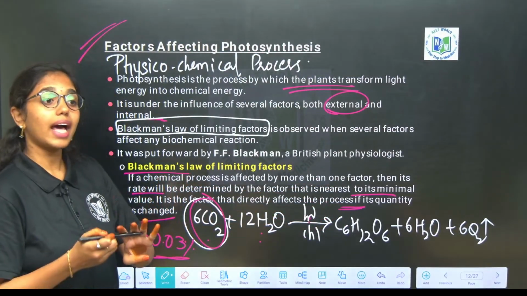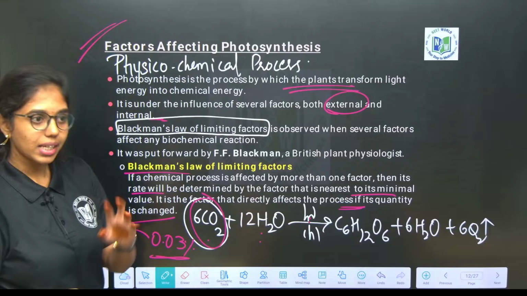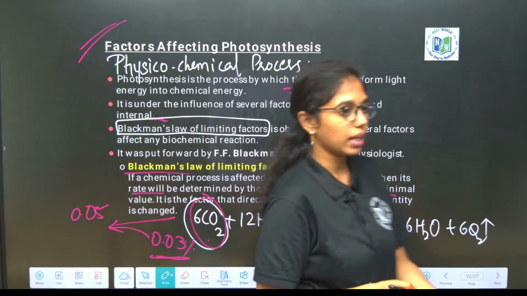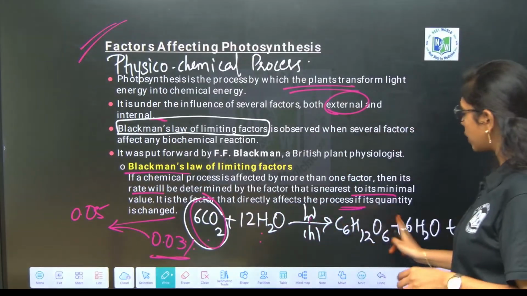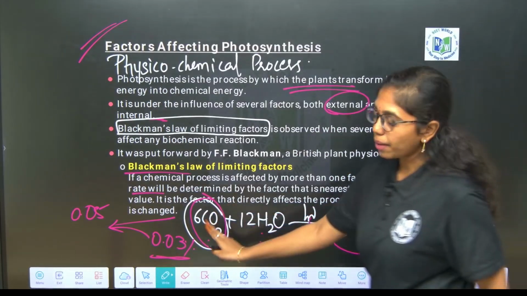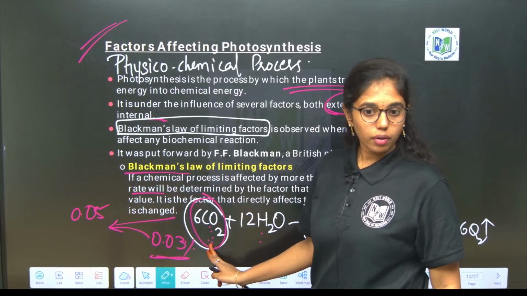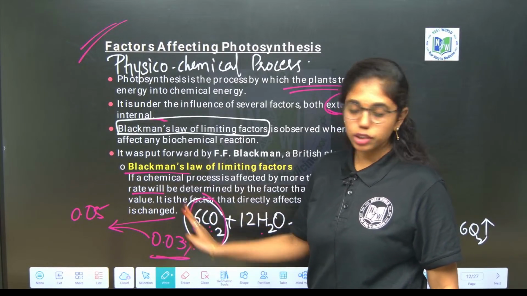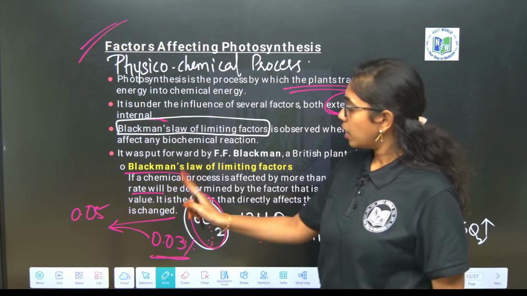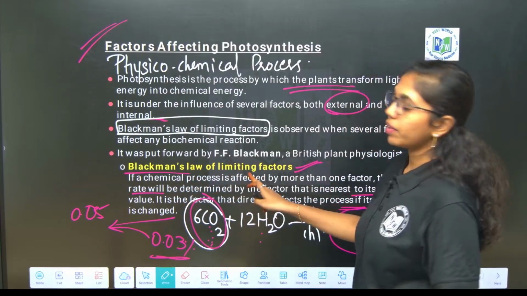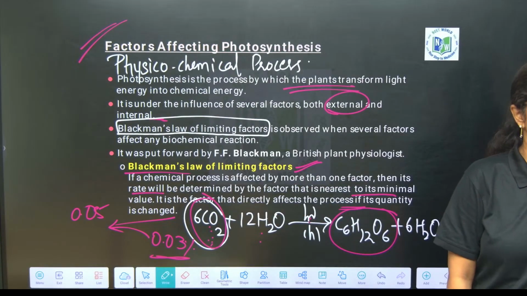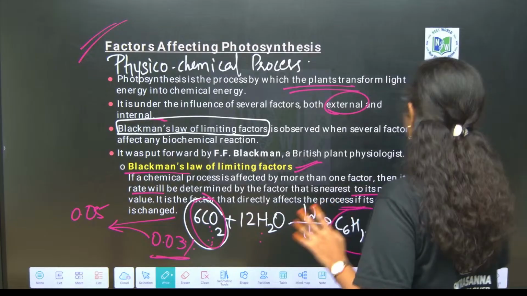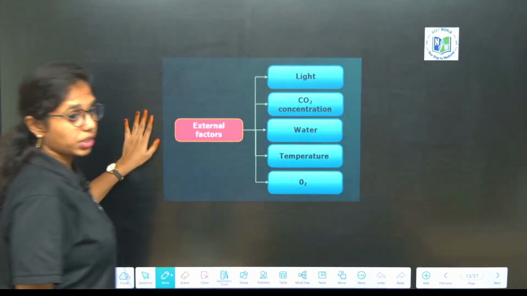After looking into the dark reactions completely, C3, C4, CAM, C2 cycle, which is deciding the synthesis or fixation of glucose? Carbon dioxide. Okay, understood the example? Understood Blackman's law of limiting factor? One or two times in your NEET PYQs, the question has come from Blackman's law of limiting factor. Okay, clear with this? No doubt anywhere? Yeah.